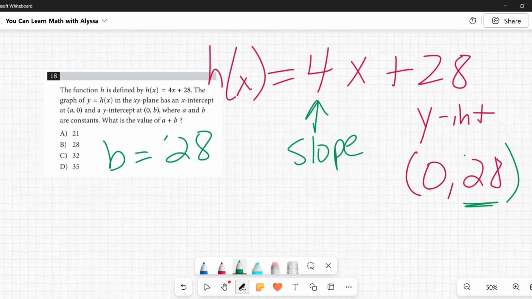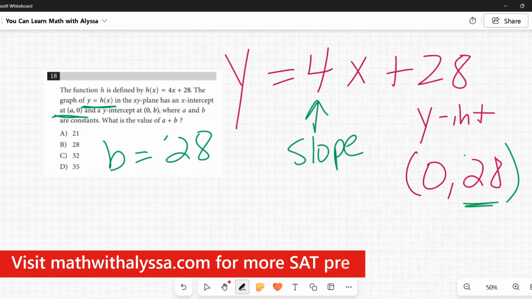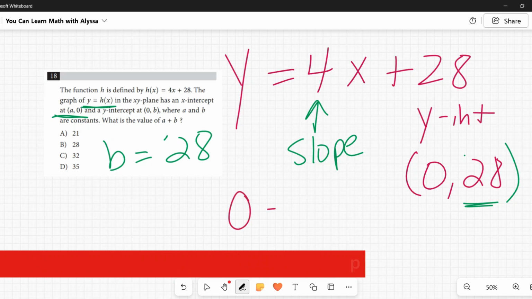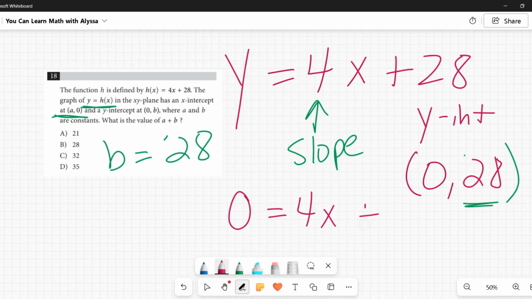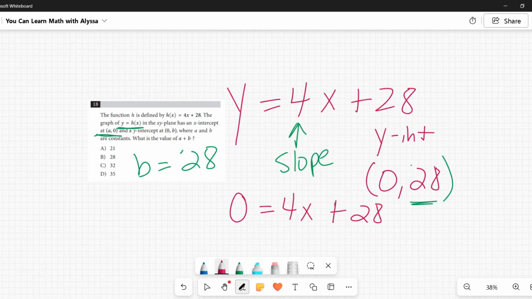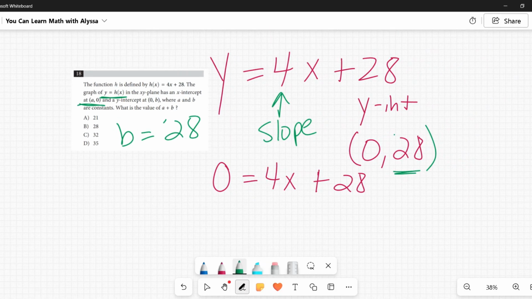Now I need to know the x-intercept. And we're told the x-intercept is (a, 0). So what that's saying is if I plug in a 0 for y, because y is h of x for the purposes of this, they just love doing that, making you take that extra step, and I solve for x, I'll have my a. So I'm going to do that. If y is 0, then 0 equals 4x plus 28, and then I solve for x.